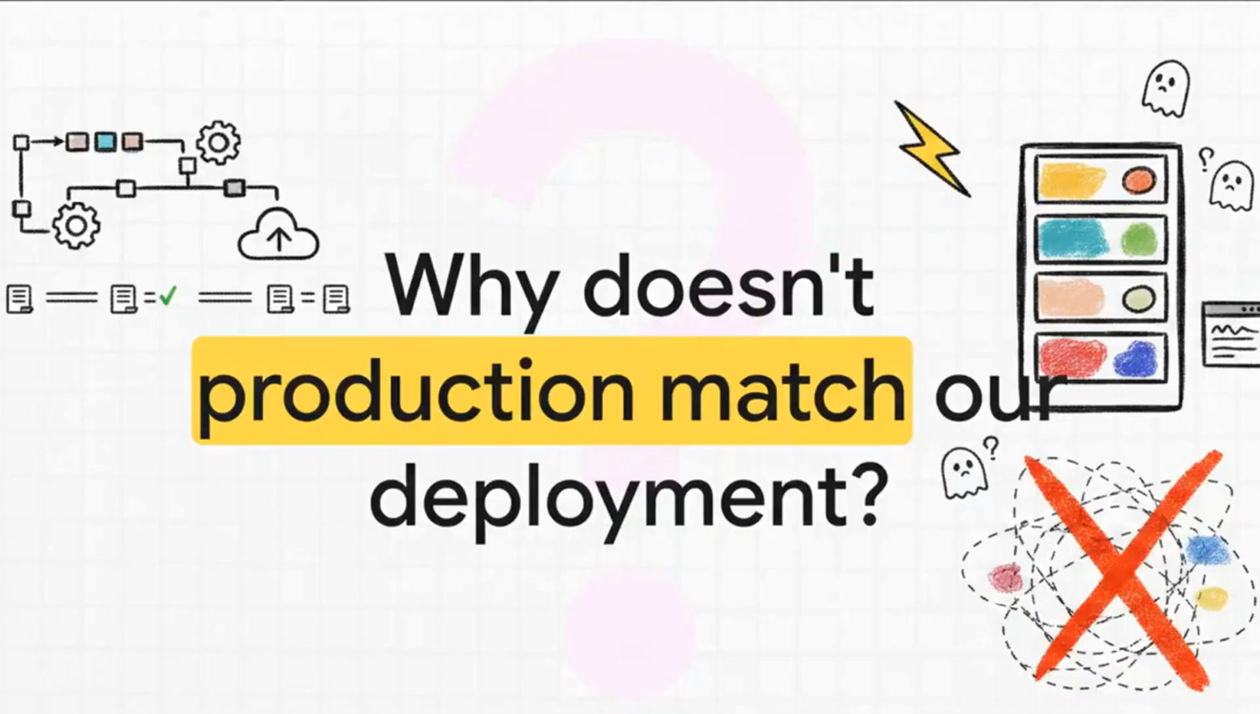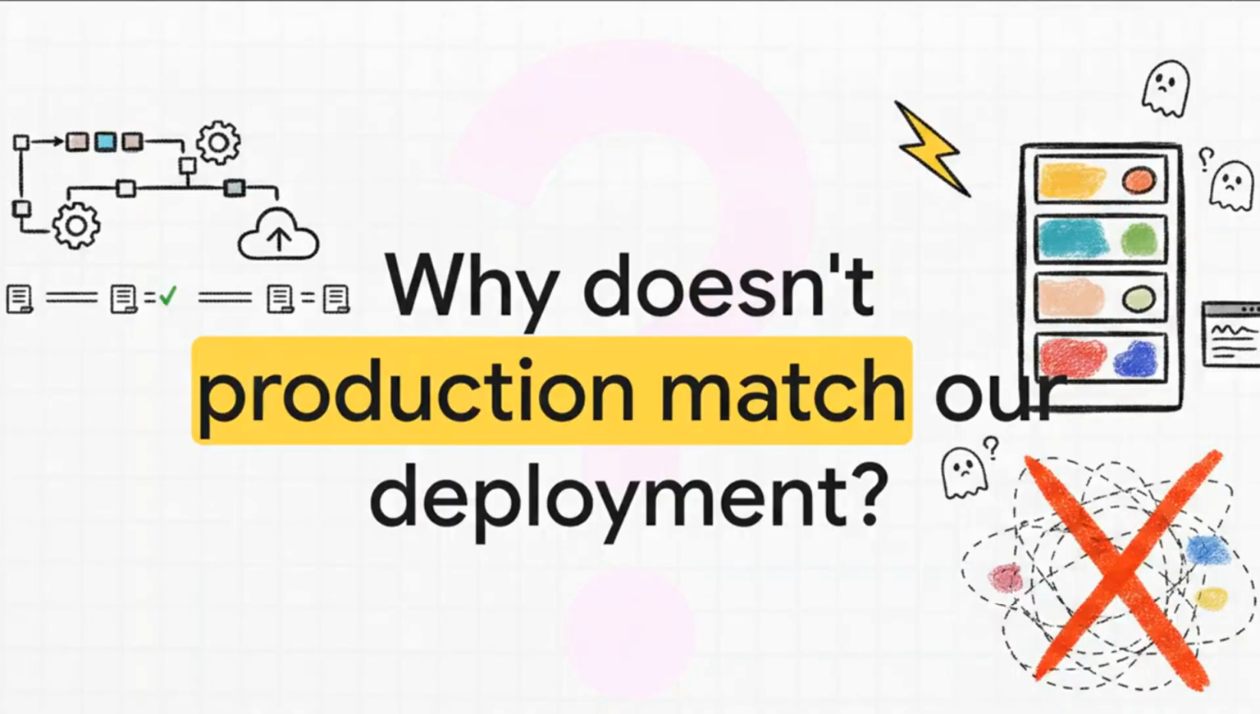Picture this. It's 2 a.m. A critical incident just fired off. You drag yourself out of bed, pull up the logs, and our CI pipeline swears up and down that one specific commit was successfully deployed, right? But when you query the cluster directly, it's running a completely different image SHA. Suddenly, everybody's in the dark. Nobody actually knows what's running in production.